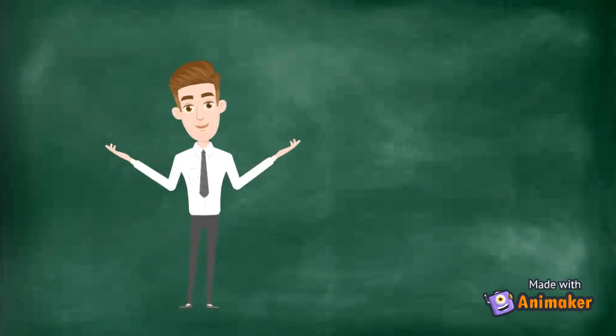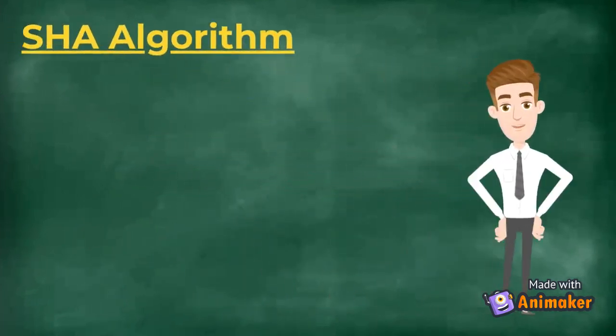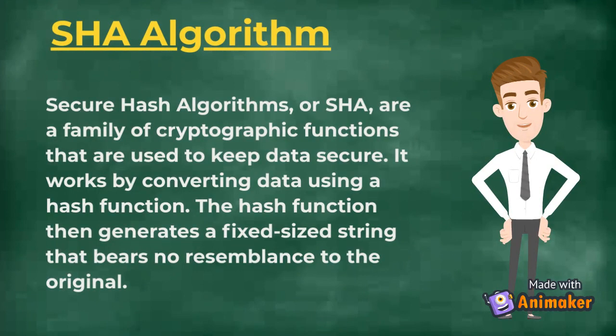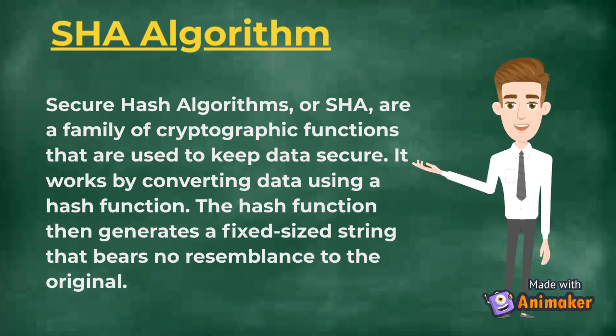Here are some examples of hashing algorithm. First one, we have SHA algorithm. Secure hash algorithms, or SHA, are a family of cryptographic functions that are used to keep data secure. It works by converting data using a hash function, an algorithm that consists of bitwise operations, modular additions, and compression functions. The hash function then generates a fixed-size string that bears no resemblance to the original. These algorithms are one-way functions, which means that it's nearly impossible to change them back into their original data once they've been transformed into their hash values.